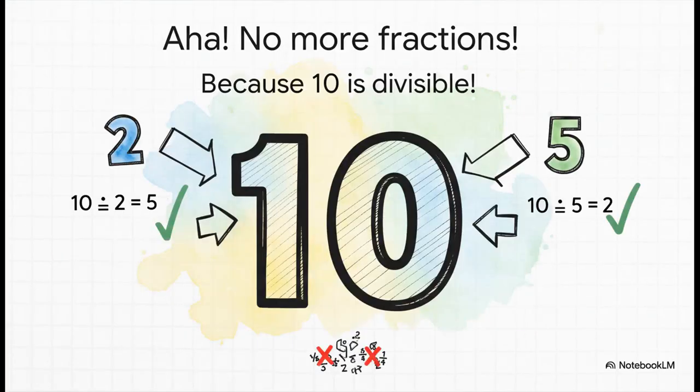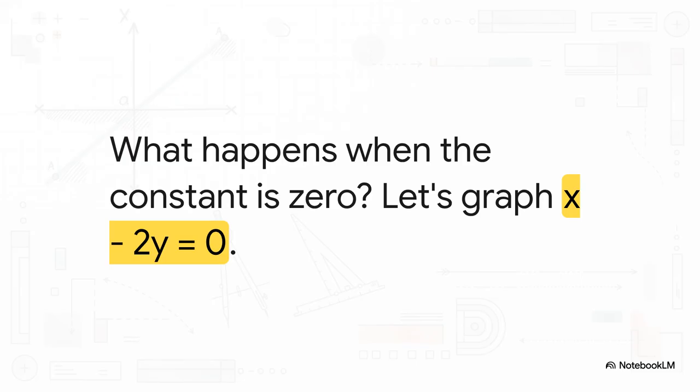And hey, notice that? No fractions. That's because the constant on the right, the 10, was perfectly divisible by both coefficients, you know, the numbers next to x and y. This actually happens all the time in textbook problems. And because we use the intercept method, we never even had to worry about it. All right, let's look at one special case that can sometimes trip people up.